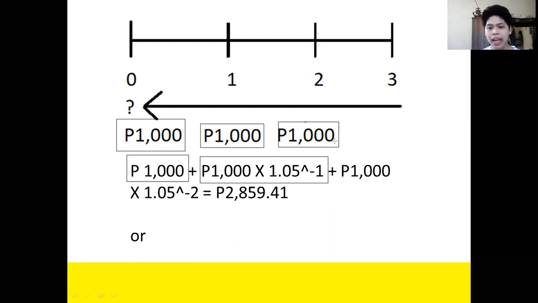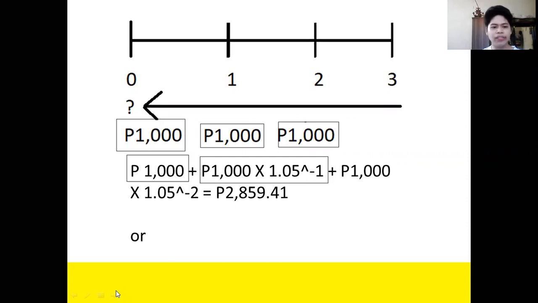And finally, ito naman, ilang periods to? Di ba? 2 periods. So 1,000 pesos times 1.05 raised to -2. So what is the present value of annuity due? So the answer is 2,859 pesos and 41 centavos. Or there is a mathematical calculation for this. Meron siyang formula pag meron kayong cycle or scientific calculator.